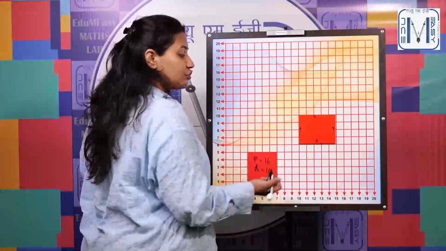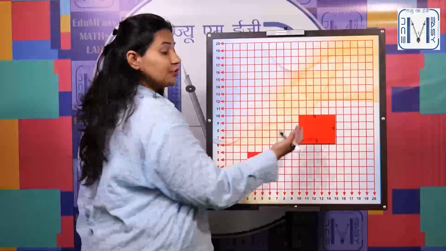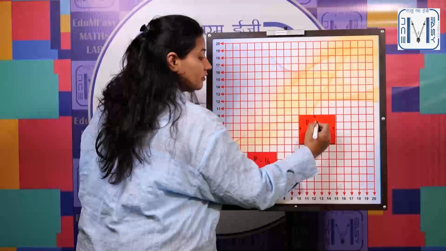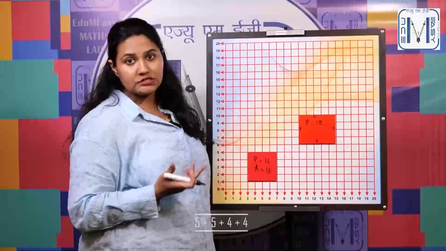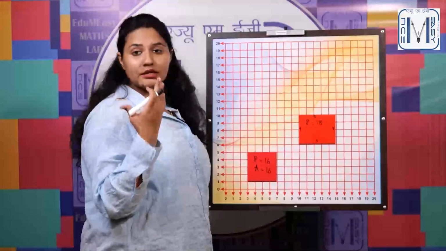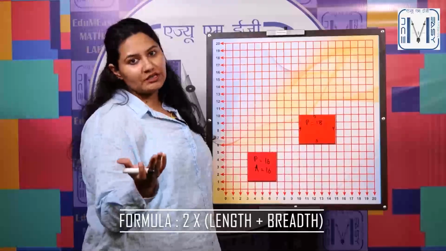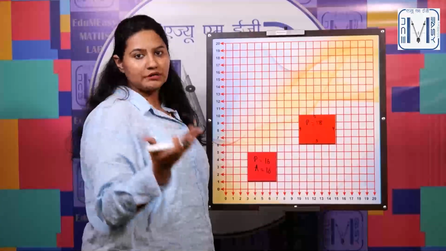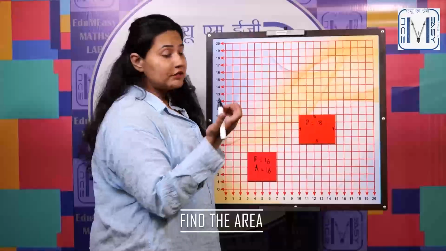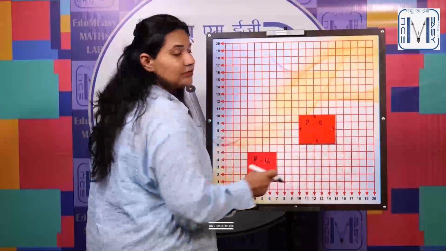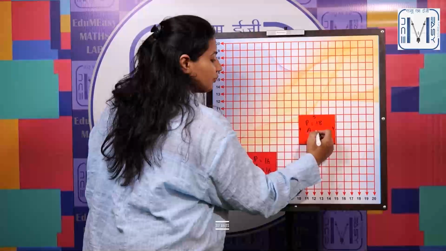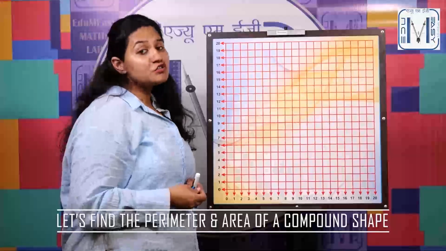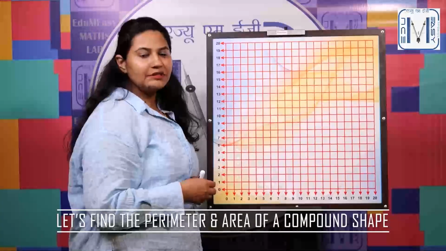Now if I'm talking about the perimeter, it's going to be what? 18. 5 plus 5, 10. 4 plus 4, 8. So 8 plus 10, that is 18. Or you can go by the formula as well, that is 2 into length plus breadth. Again, if I want to find the area, I'll just have to multiply the length with the breadth, that is 5 into 4, 20 square units.